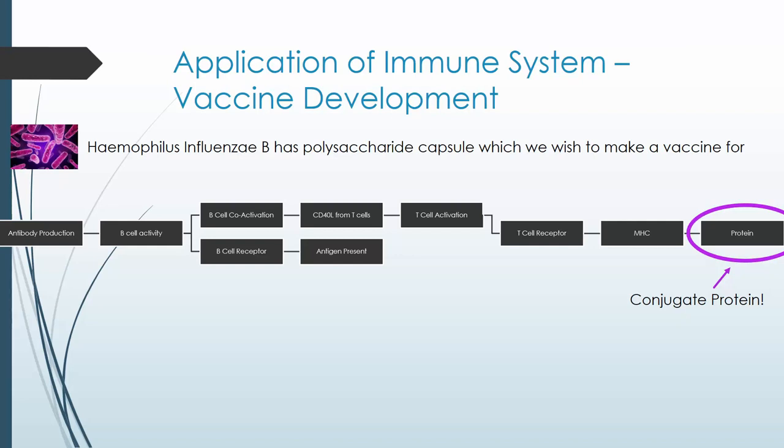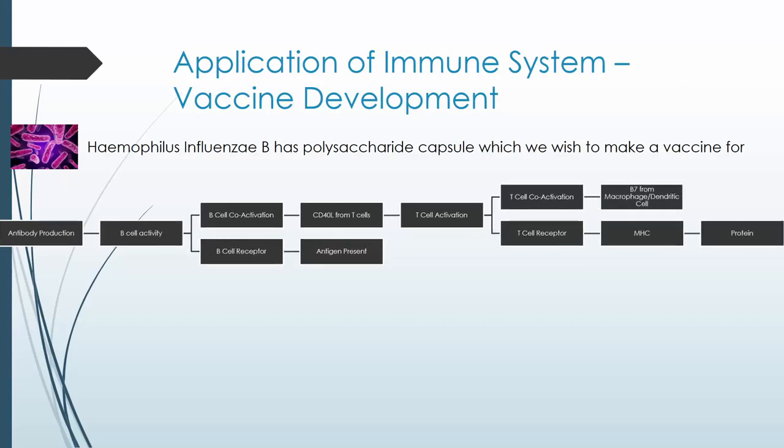Right, the co-activation. Right now, you've addressed everything except that T cells require 2 signals, not just one, so you need co-activation. So, does anyone remember what you need for co-activation of a T cell? B7. Where does B7 come from? Antigen-presenting cells, macrophages and dendritic cells, right?